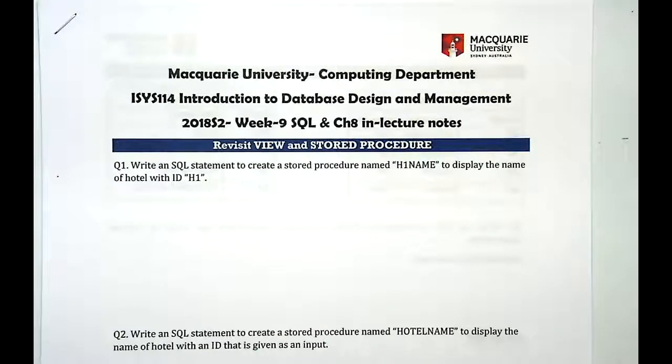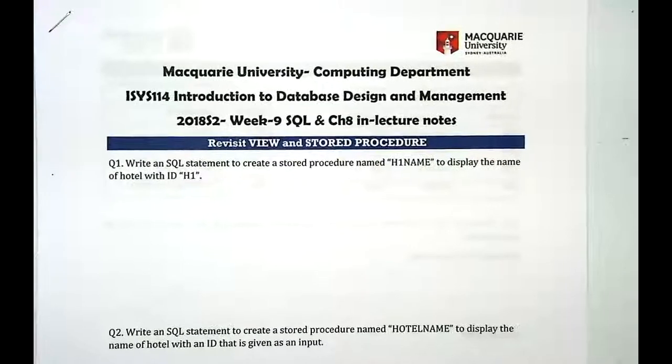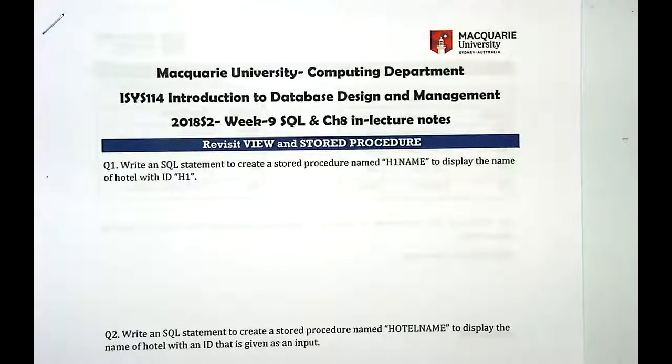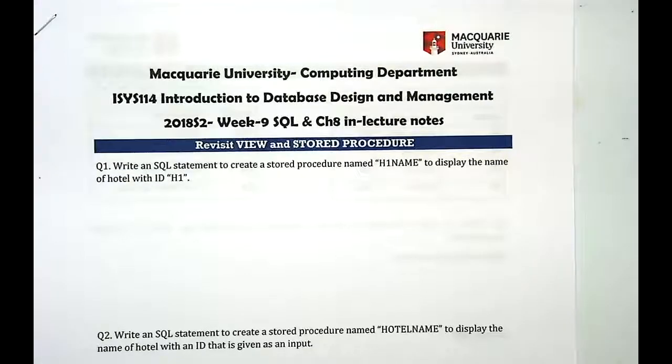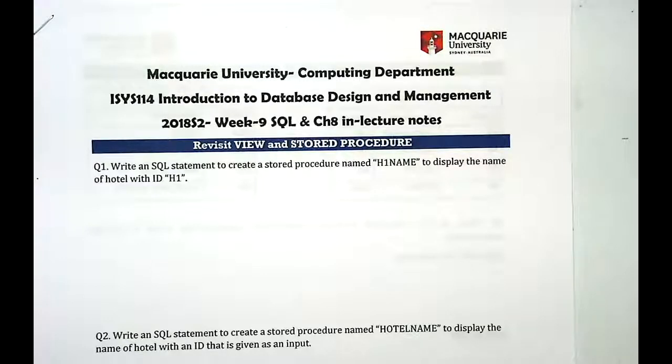So today we are going to take slightly chapter 8. If you check your handwritten notes, the first 3 questions are about view and stored procedure, which we finished our last class with. This is just to revisit these concepts again. Query number 1: write an SQL statement to create a stored procedure named H1 name to display the name of hotel with ID H1.